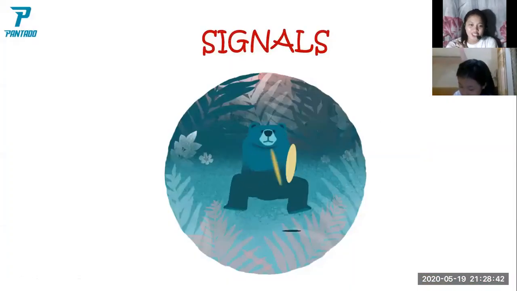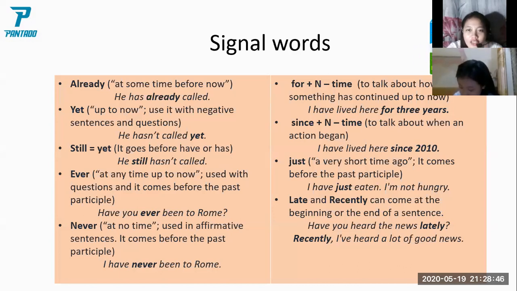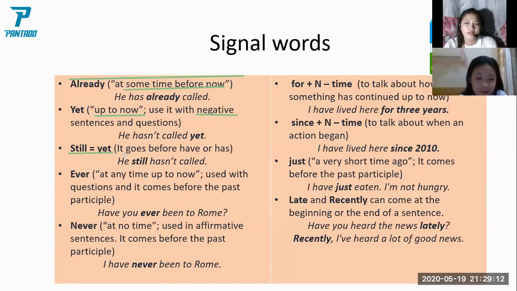Okay, let's learn about signals. Can you read the signal words? Already, at some time before now: he has already called. Yet, up to now, use it with negative sentences and questions: he hasn't called yet. Still equals yet. It goes before have or has: he still hasn't called. Ever, at any time up to now, used with questions, and it comes before the past participle: have you ever been in Rome? Never, at no time, used in affirmative sentences. It comes before the past participle: I have never been to Rome.